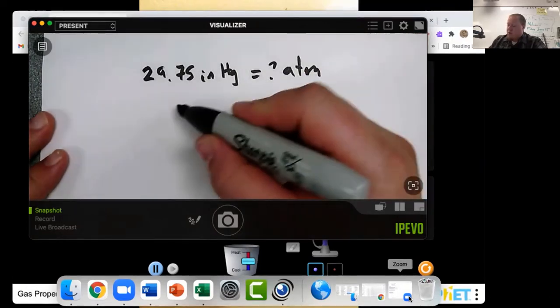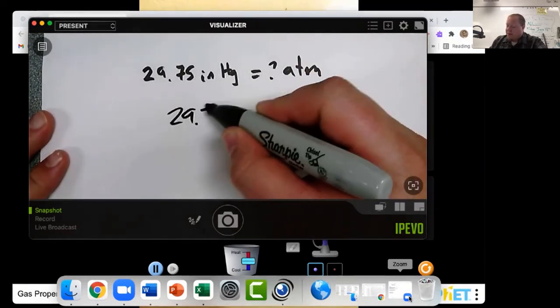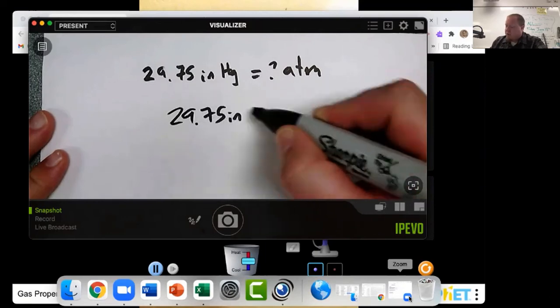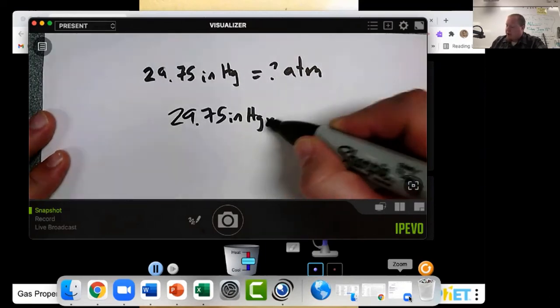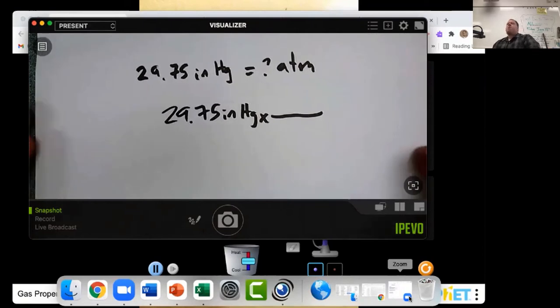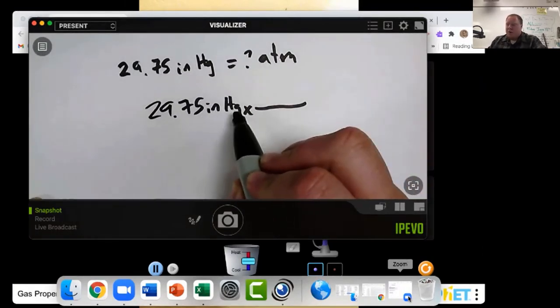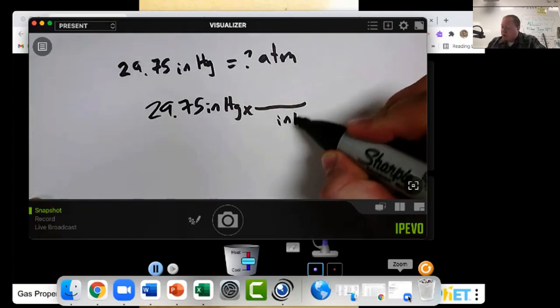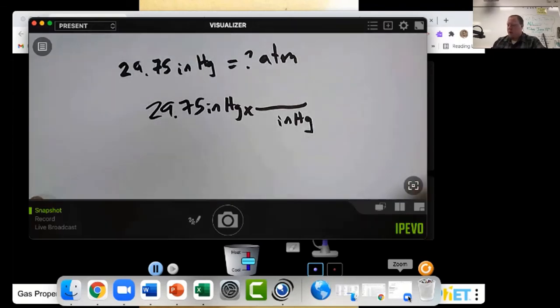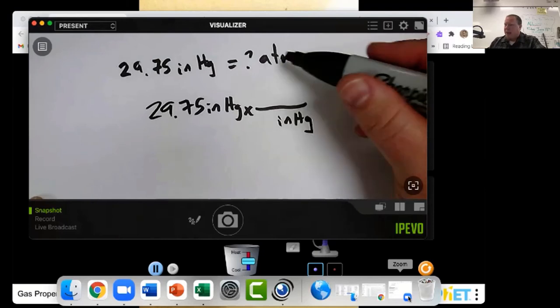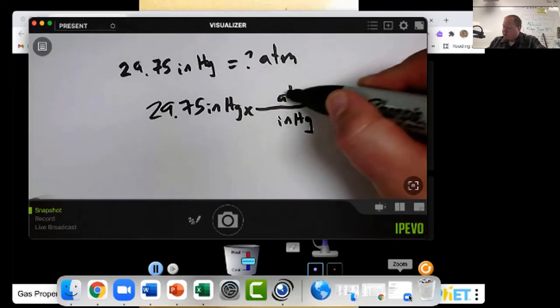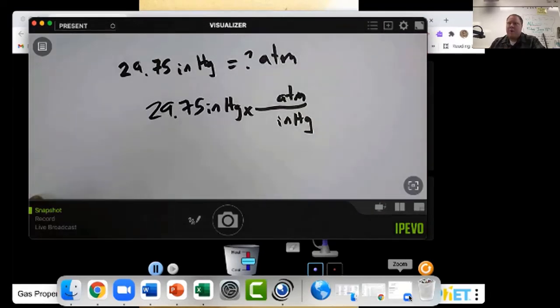So I'm going to take the 29.75 inches of mercury, and I'm going to times it by a factor. Now, the unit I have is inches of mercury, so inches of mercury goes on the bottom. And the unit I want is atmospheres, so atmospheres goes on top. This is exactly what we've been doing.